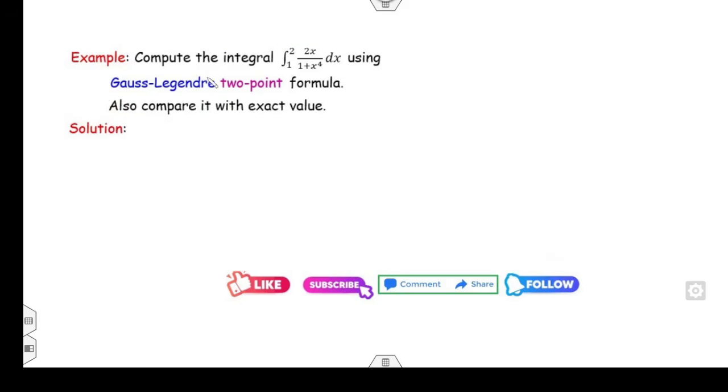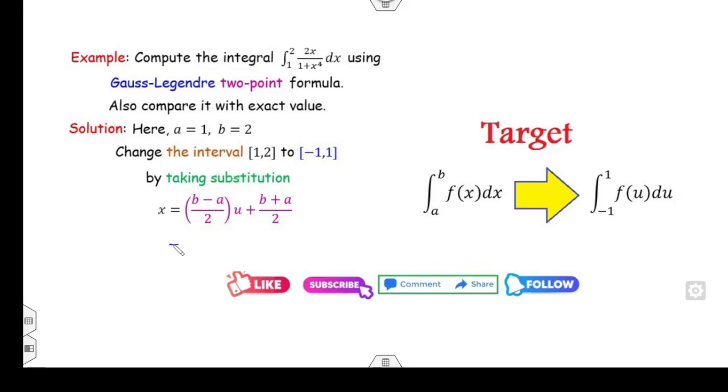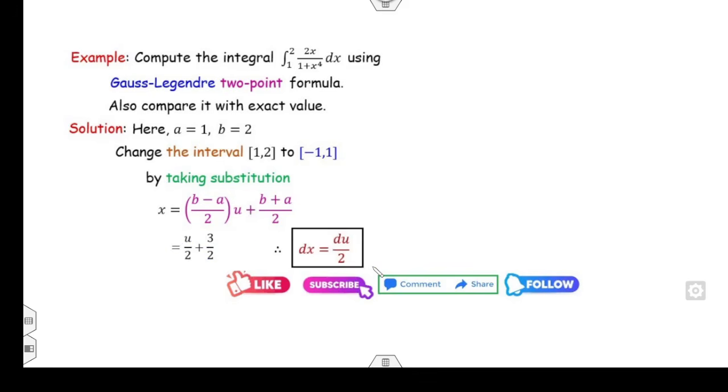Look at the next one. Compute the integral by using the 2-point formula and also compare it with the exact value. First of all, the domain is not from -1 to +1. So I can change the interval 1, 2 to -1, 1. So can you get the answer? What is b minus a over 2? It is half of u, plus b plus a over 2. So therefore, what is my dx? Dx will be du divided by 2.